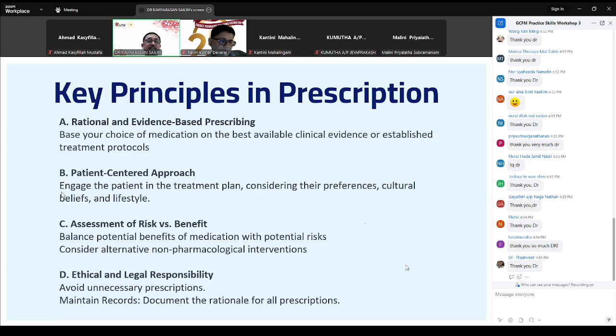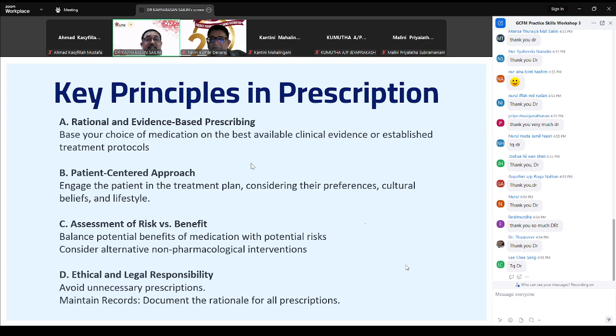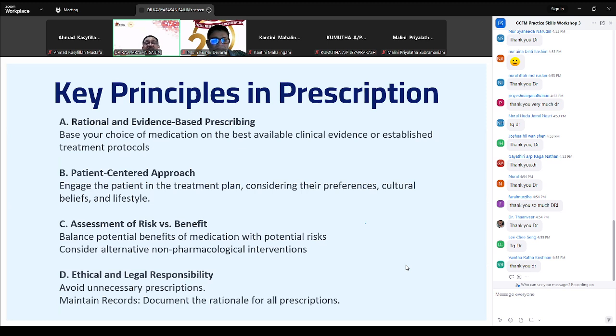Okay. So you see, you're in KK and you have limited resources. As I said, if you look at the first slide, rational evidence-based prescribing, as long as you are prescribing your choice of medication based on the best available clinical evidence or established treatment protocol, because you are following that, and your protocol is the national antibiotic guideline, that is fine. As long as you're telling the patient this is the indication, you have to complete the antibiotic and why you're giving it, that's fine. You have to look into it case by case. The patient needs to understand why it has been prescribed, and then the patient will be compliant. I'm talking about general principles of compliance.